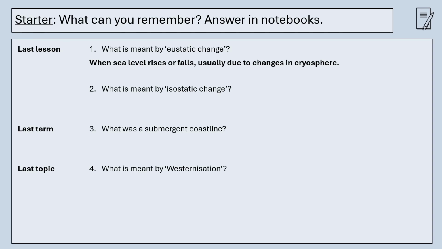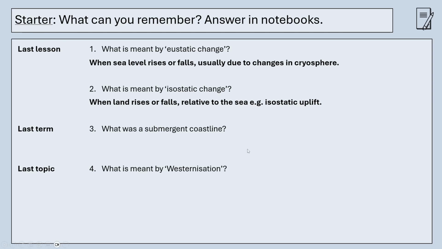Number two, what is meant by isostatic change? Well, it's to do with when the land rises or falls relative to the sea. So, for example, isostatic uplift. And that was due to glaciation and the impact of the weight of the glaciers pushing down on the crust.